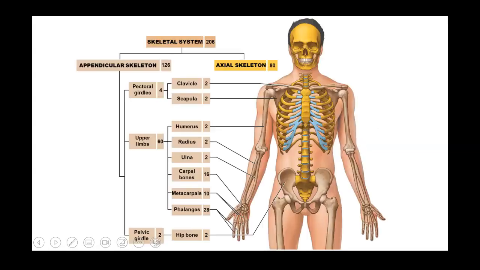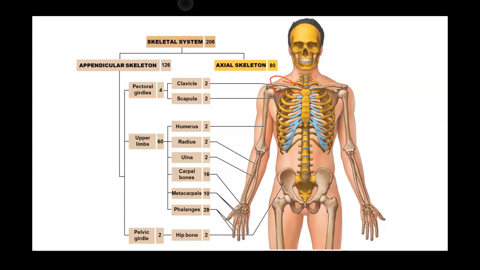Today we're going to start the appendicular skeleton. With the appendicular skeleton, remember the total system had 206 bones. We're actually going to have 126 of those 206 bones. Looking into it, one of the first things we're going to go over is the pectoral girdles. They're going to have 2 clavicles and 2 scapulas, so you end up with 4 bones total.